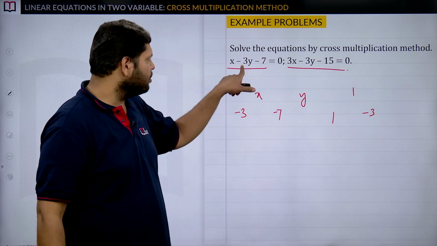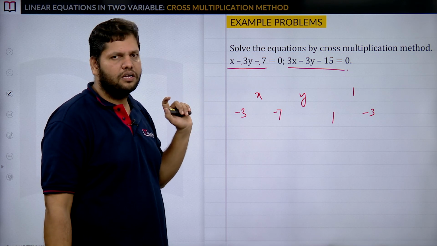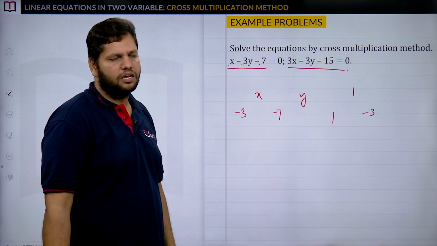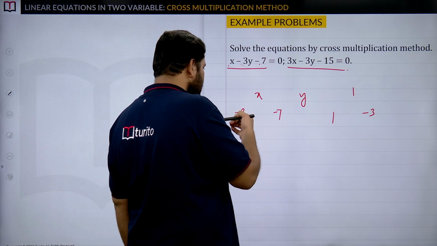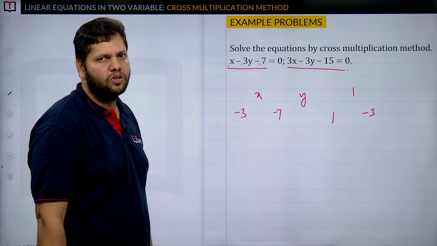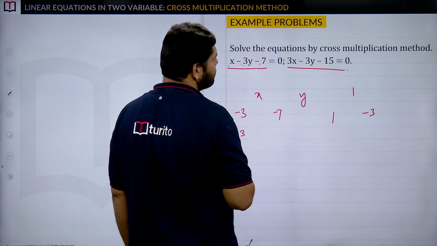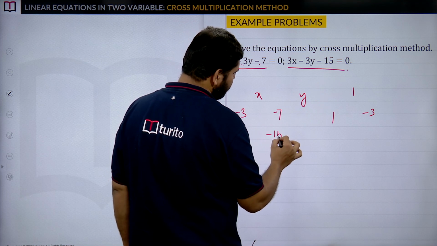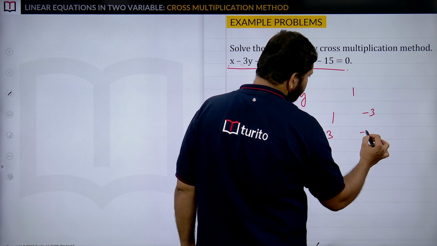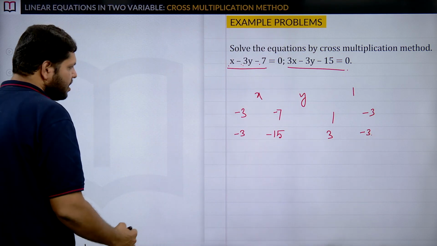Children, first write down the y coefficient, that is minus 3. Constant minus 7, x coefficient 1, again y coefficient minus 3. See, children, we start with the y coefficient and again we end with the y coefficient only. And for the second equation, what is the y coefficient here? Minus 3. Constant is minus 15. Again x coefficient 3. Again y coefficient, that is minus 3. Now, children, do the cross multiplication.